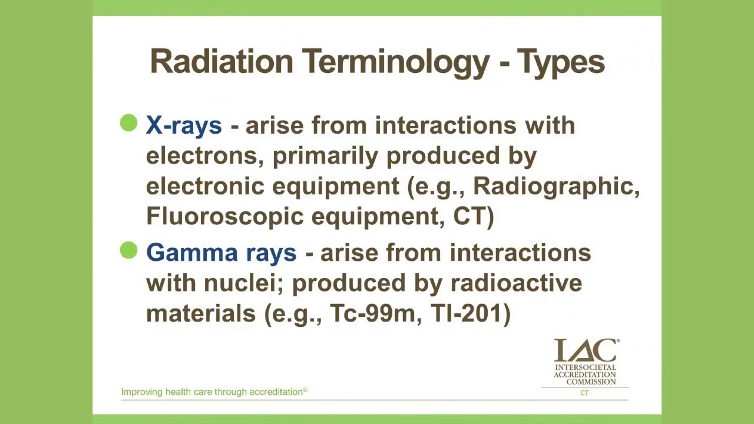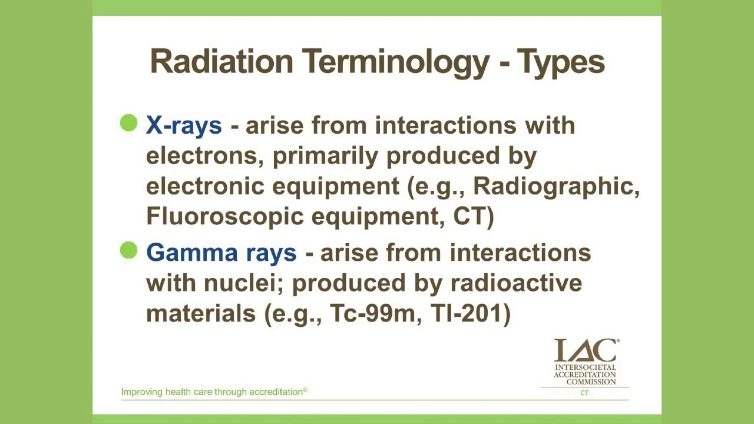Okay, so X-rays arise from interactions within electrons, primarily produced by radiographic equipment or fluoroscopic equipment, or CT, in an X-ray tube. Those are man-made X-rays. Some X-rays do arise naturally in some radioactive materials, I should point this out. Gamma rays arise from interactions within nuclei produced by radioactive materials.